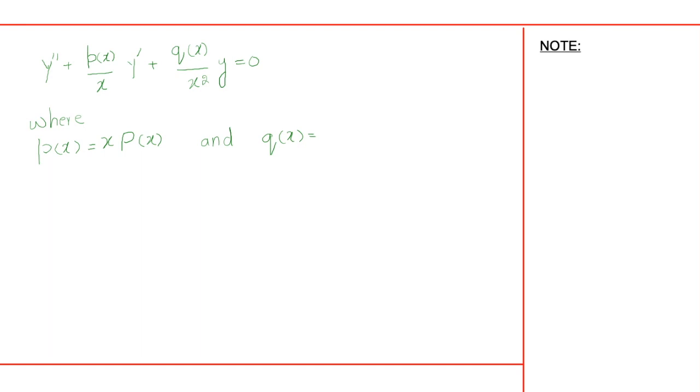Let us express equation 2 in the form y double prime plus P of x by x y prime plus Q of x by x squared y is equal to 0, where P of x is equal to x into capital P of x and Q of x is equal to x squared capital Q of x. This is equation number 3. Writing it this way will help us to decide about the nature of the singular point.